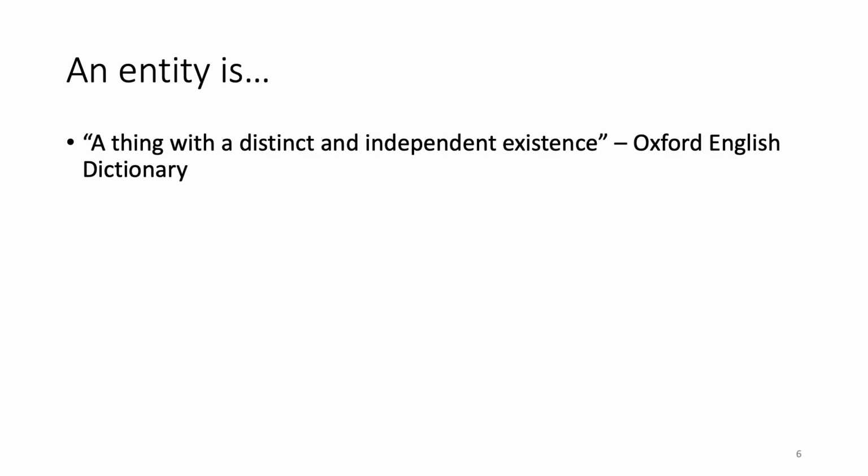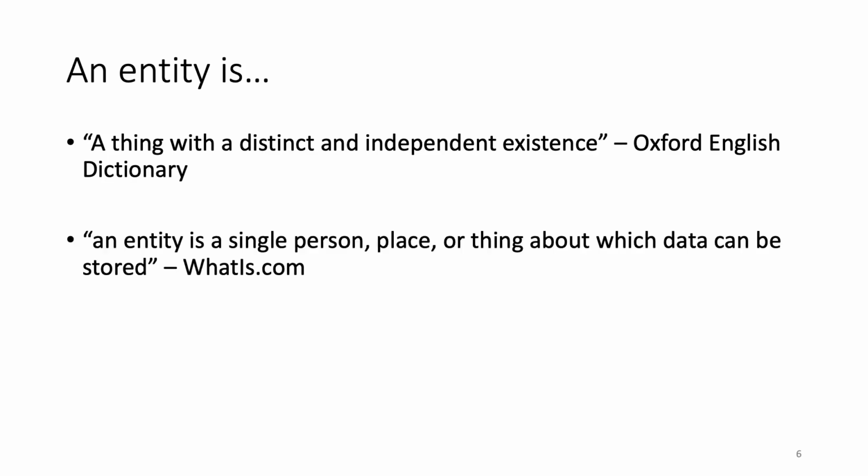So what's an entity? What do we mean by an entity? An entity basically is a thing with a distinct and independent existence. An entity is a single person, a place, or a thing about which data can be stored. So an entity is a thing.